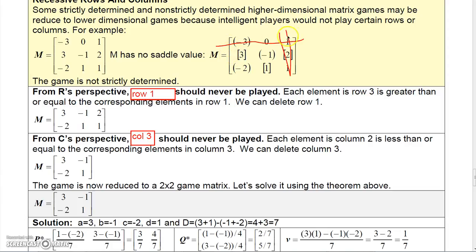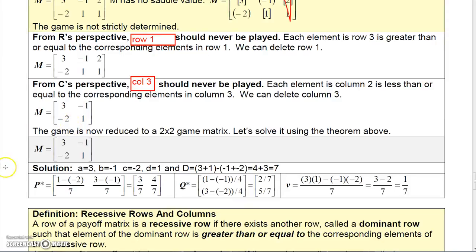So if you mark out row 1 for R and column 3 for C, then you just get these values here. So basically you end up reducing it to a 2 by 2 matrix here. I may not have explained that greatly, but that's the idea, to reduce it to a 2 by 2 matrix.